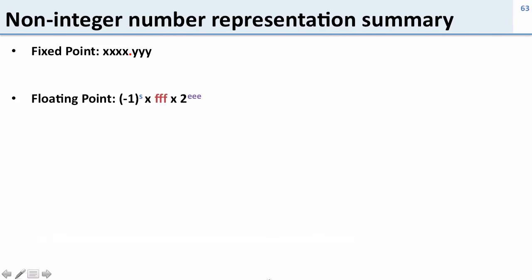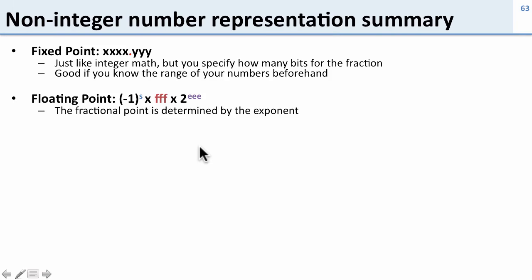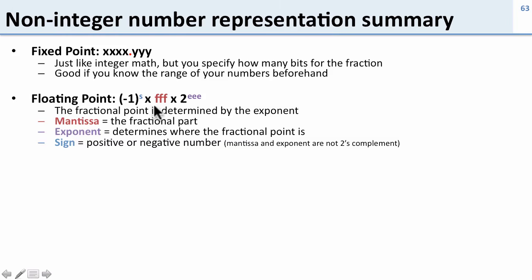So now let's review what we have here. We talked about non-integer numbers. Talked about two types, fixed point, where you put the binary point in one place, and floating point, where the exponent chooses where the binary point goes. Fixed point is just like integer math, but you specify how many bits for the fraction, and this is great if you know the range of the numbers before you start. Floating point, the fractional point, is determined by the exponent, and we have this mantissa, an exponent, and a sign bit. And these are things which allow us to adapt to different types of numbers.